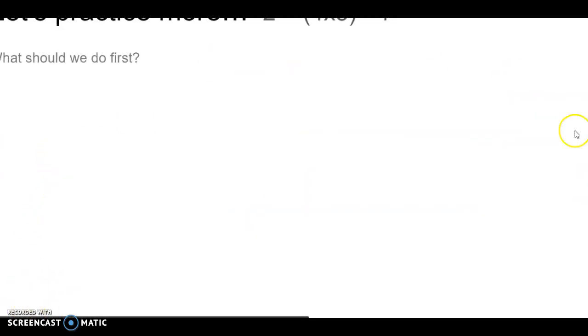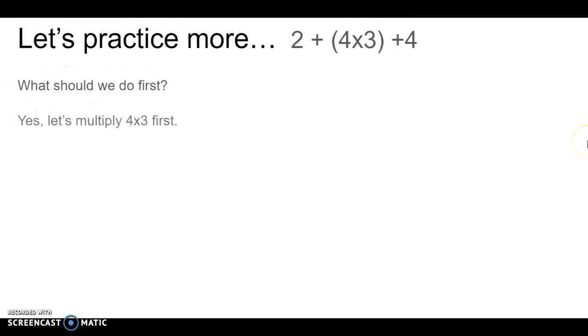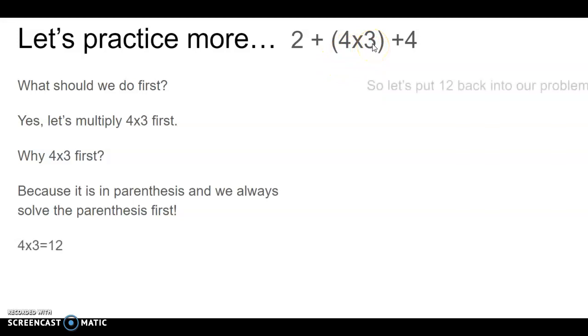Let's practice some more. What should we do first? Yes, let's go ahead and multiply 4 times 3. Why 4 times 3? Because it's in parentheses and we always solve the parentheses first. So now we're going to say 4 times 3 equals 12. We're going to put 12 back into our problem.